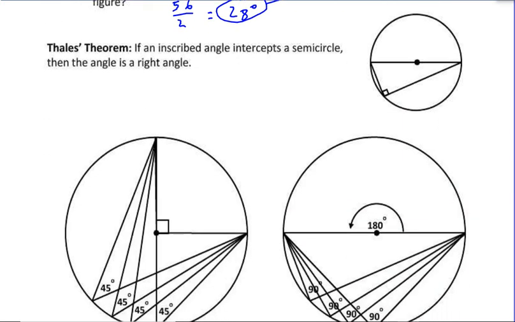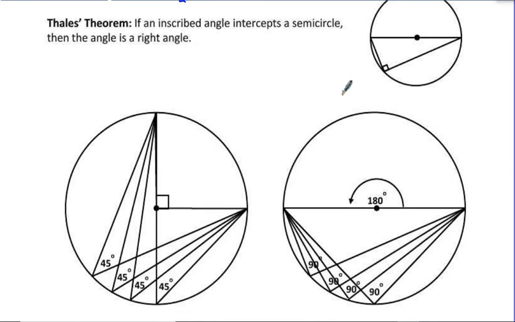Thales' theorem says that if an inscribed angle intersects a semicircle, then that angle is 90 degrees. That's really just a specific case of the inscribed angle theorem, since this is opening up to a straight angle which measures 180 degrees, so the inscribed angle would be 90. And it does not matter where that vertex is, as long as it's on the circle, it's inscribed. The part that matters is what arc is being intersected.